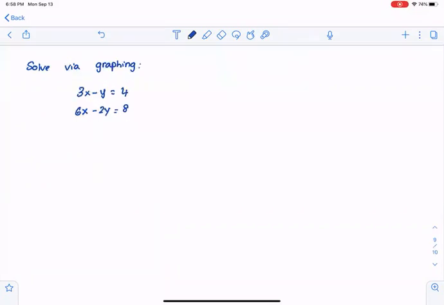So we want to rewrite in this case, as always, since we're using graphing. So minus y would equal minus 3x plus 4. Multiply by negative on both sides. Y would be equal to 3x minus 4.